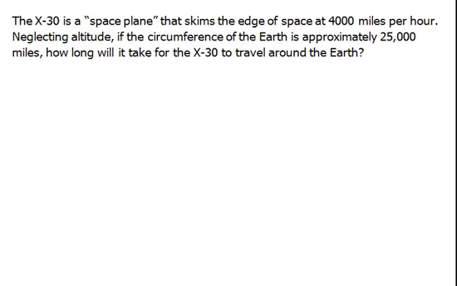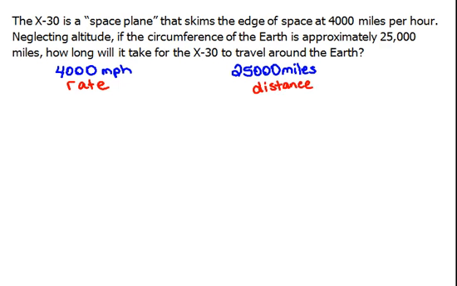Okay, let's think about what kinds of things they're talking about here. They've told us that it's going 4,000 miles per hour. Let's see what else they told us. They also told us that the circumference of the Earth is approximately 25,000 miles. The 4,000 miles per hour, isn't that a speed, or another word for that would be a rate? And 25,000 miles, that's a distance.